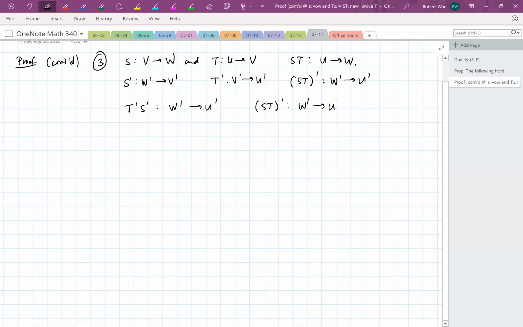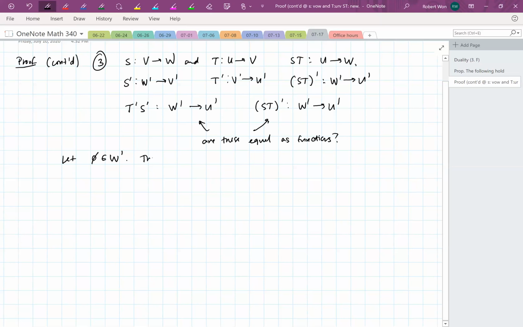So at least these two functions have the same domain and the same codomain. We need to check, are they equal as maps? So the question is, are these equal as functions? How do you check if two functions are equal? You just need to plug in everything in the domain. So let phi be in W dual. I want to check if these two maps do the same thing.